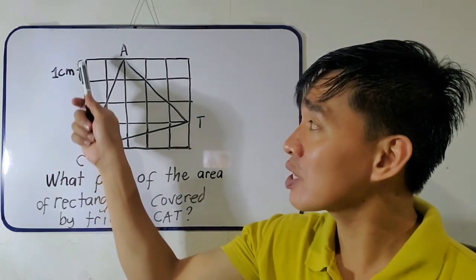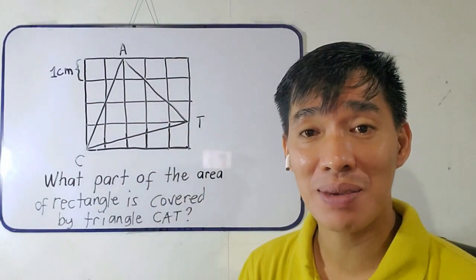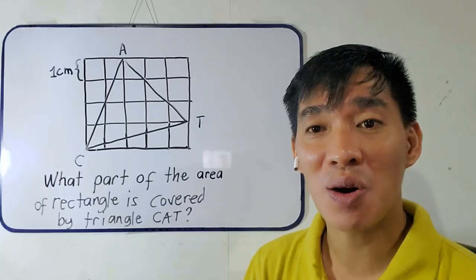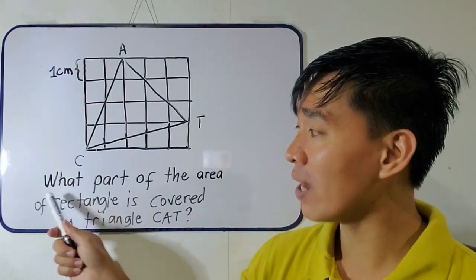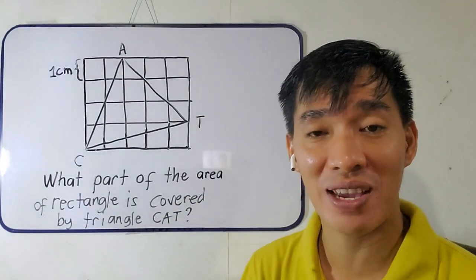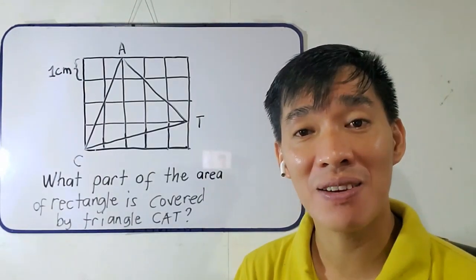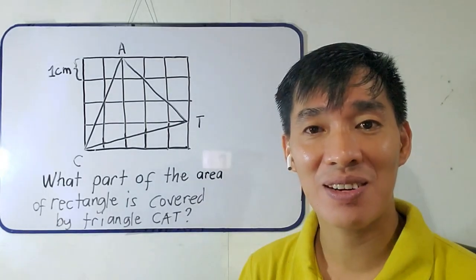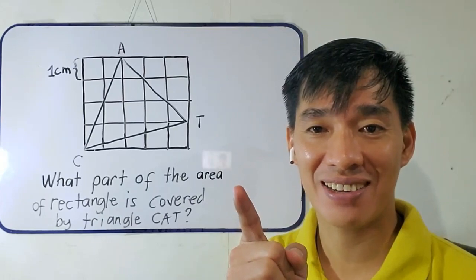Now, this square here, assuming that this is 1 centimeter by 1 centimeter, remember that this figure is not drawn to scale. So the challenge is you have to answer what part of the area of the rectangle is covered by the triangle CAT. I want you to pause this video and give it a try. Answer the challenge, and later I will show you the solution. Good luck.